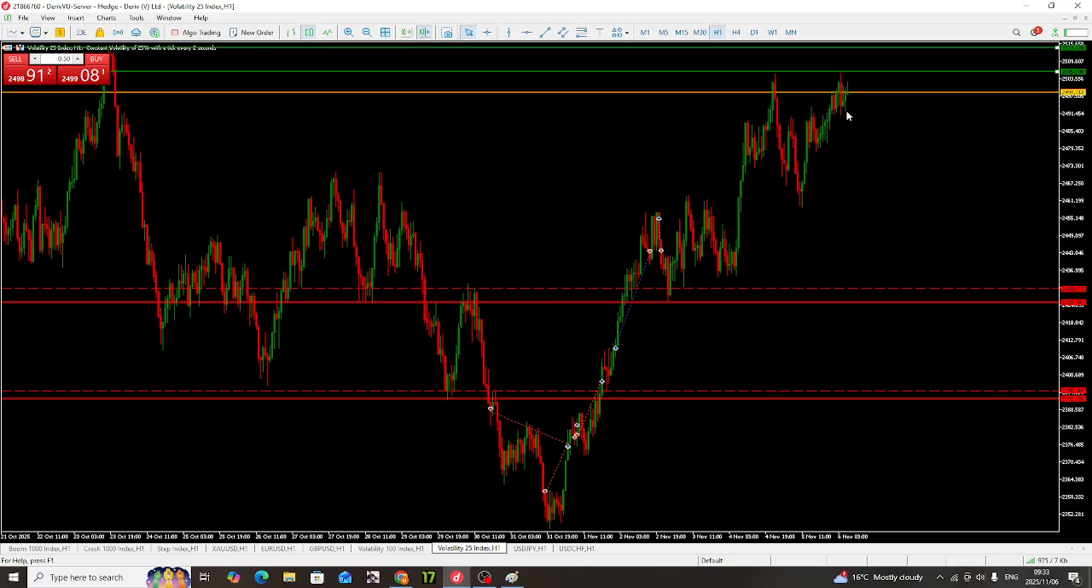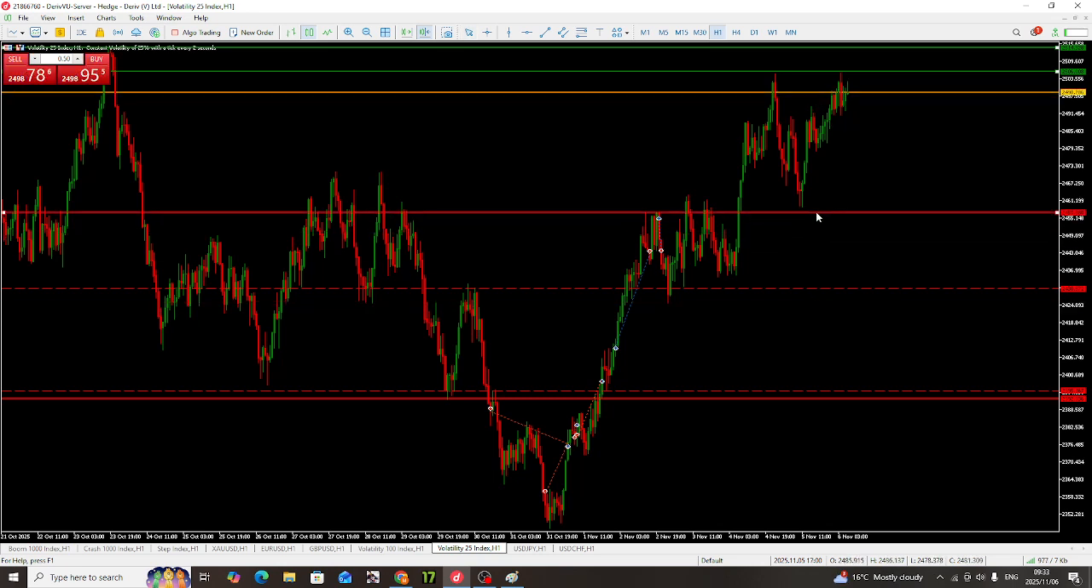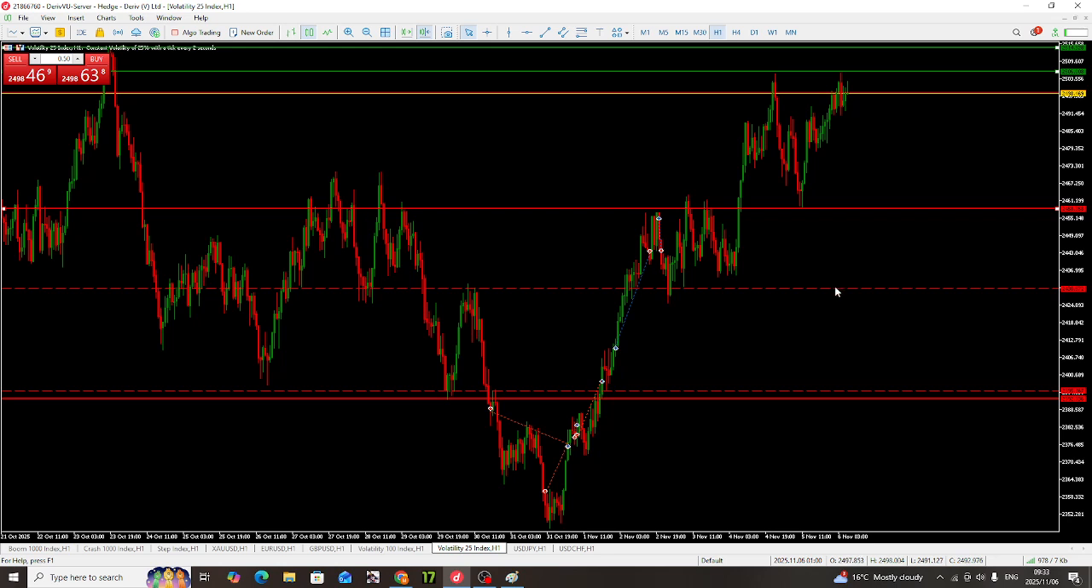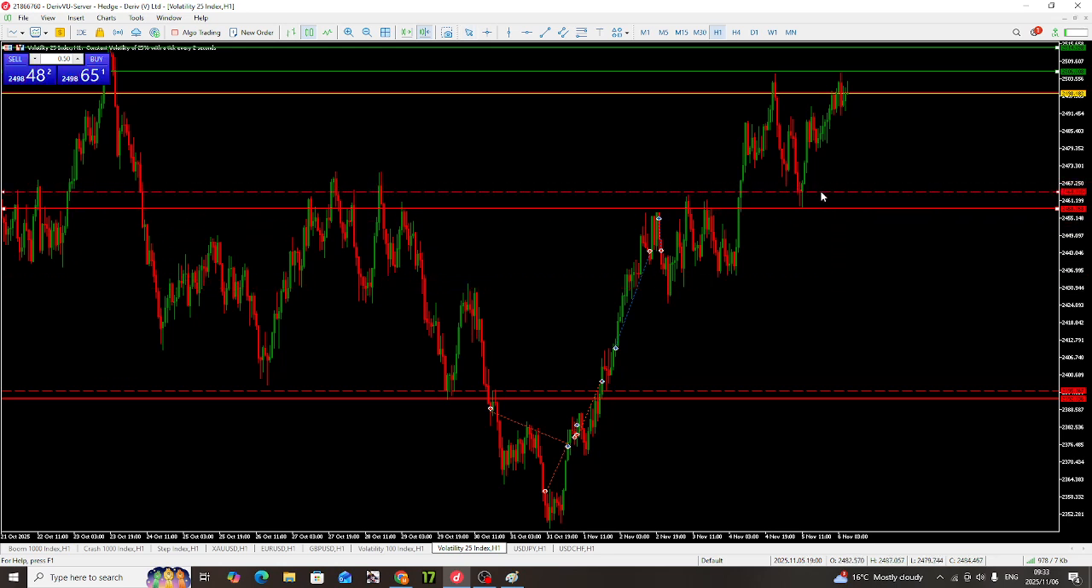I will continue monitoring it, because otherwise, what do I expect? I expect this as well. Should it fail to break this section and break this section, it's obviously going to come and do exactly what we were discussing here. Maybe hold this and go up to attempt again, or break this, retest this, then go down. I don't know. I'm just waiting. We will see.